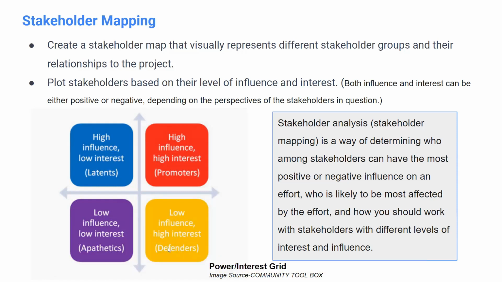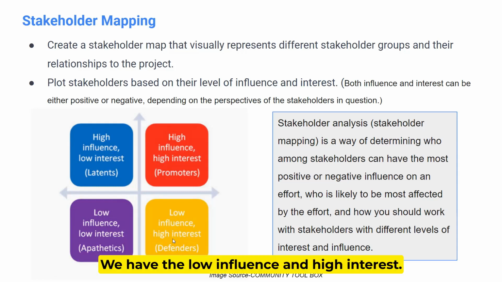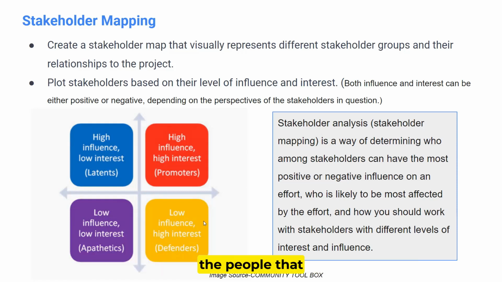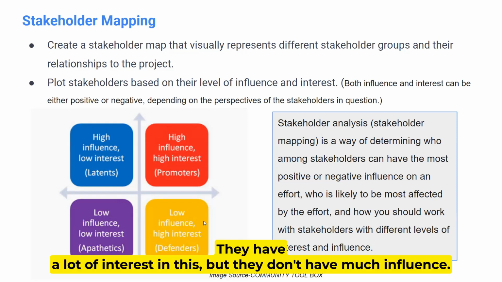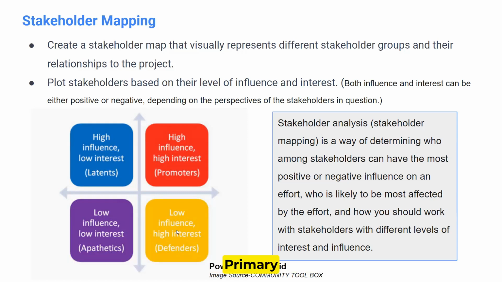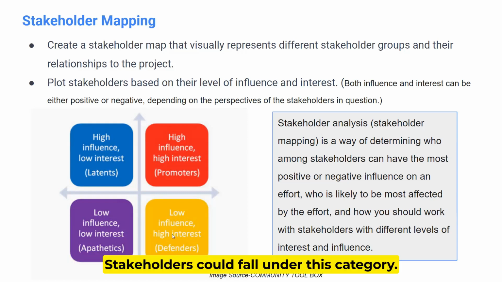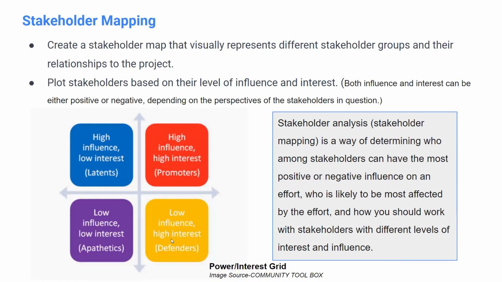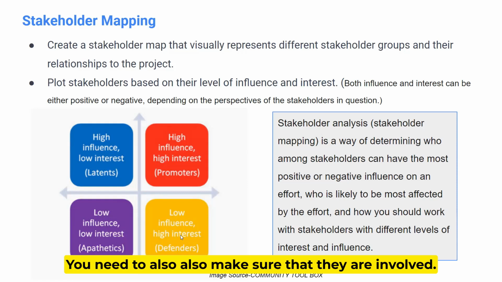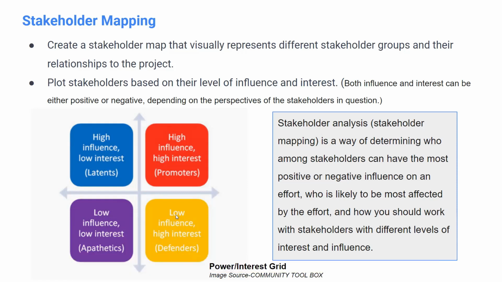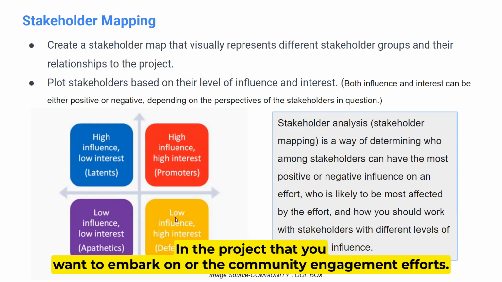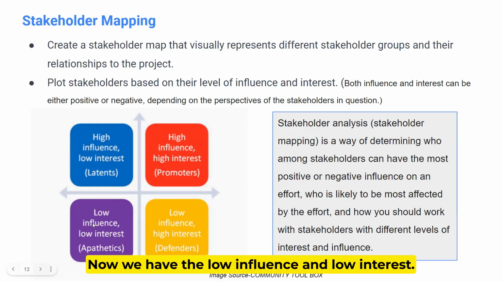We have the right lower quadrant. We have the low influence and high interest. The low influence and high interest people, they are the people that have a lot of interest in this, but they don't have much influence. Primary stakeholders could fall under this category. You need to also make sure that they are involved in the project that you want to embark on, or the community engagement efforts. Now we have the low influence and low interest.